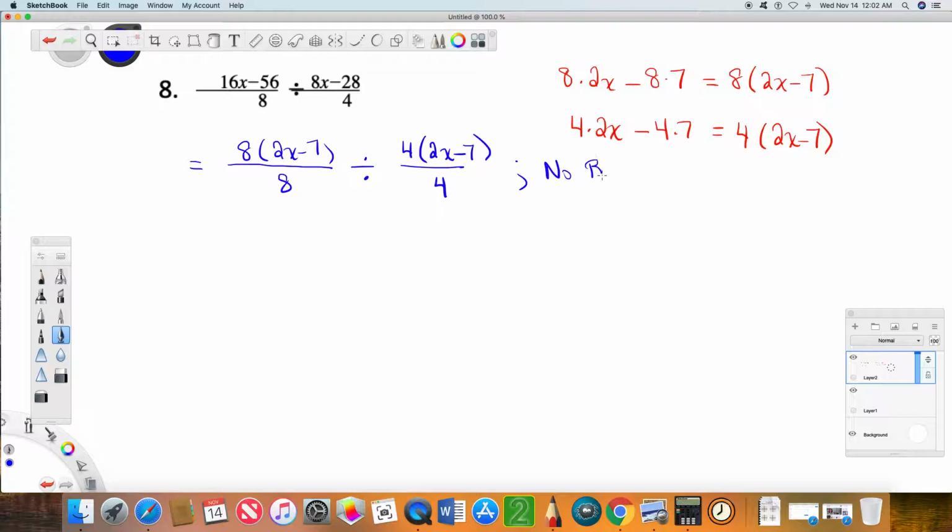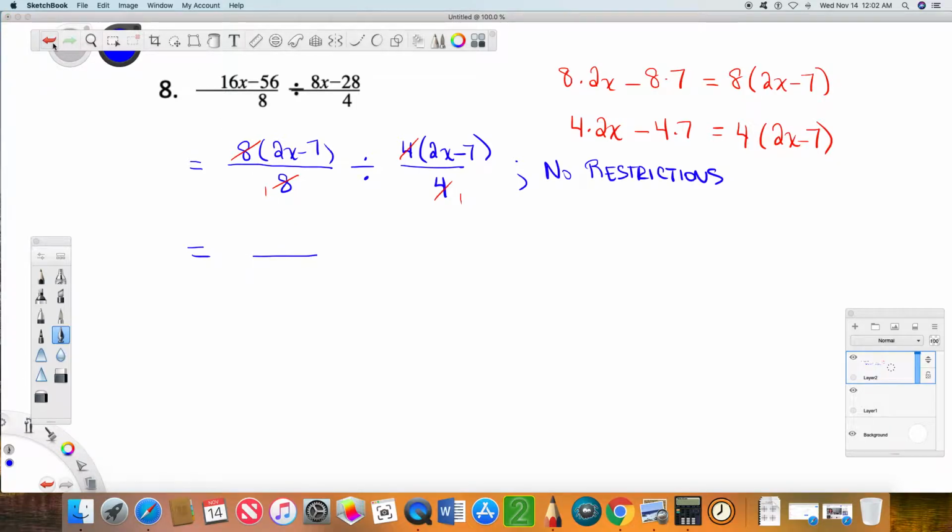As of right now, I don't have any restrictions because I don't have a variable in my denominator. But that may not be the same all the way through this problem. I may have to change that. One thing I notice right now in my first fraction is that 8 divided by 8 is just 1. And in the second fraction, 4 divided by 4 is just 1. So I can reduce those fractions right now.